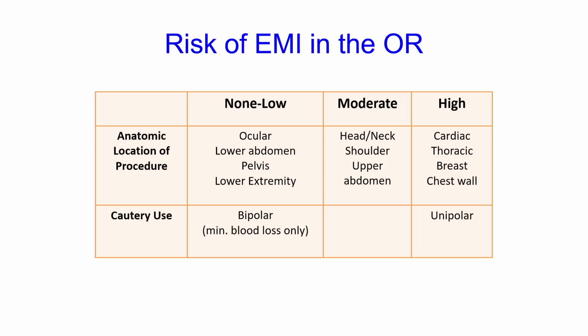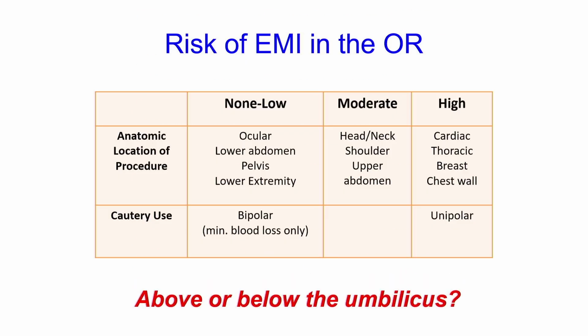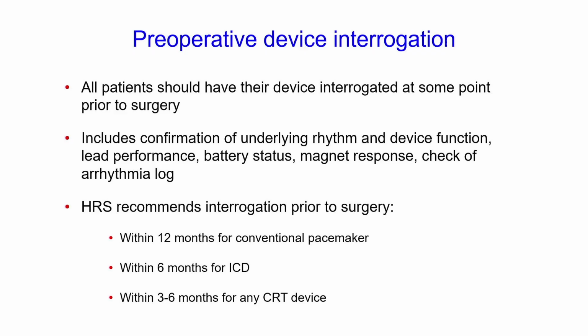So if you're having knee surgery, your risk of EMI is quite low. If you're having breast surgery, your risk of EMI is quite high. And one of the simple ways to say what's the cutoff line between high risk and low risk is: is the surgery above or below the umbilicus, right? If it's above the umbilicus, higher risk of EMI. If it's below, lower risk of EMI.